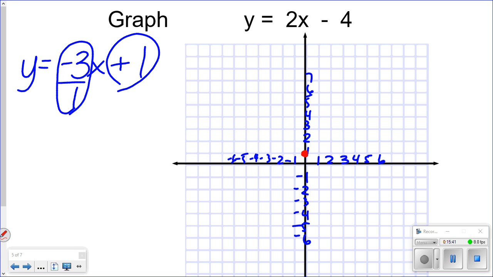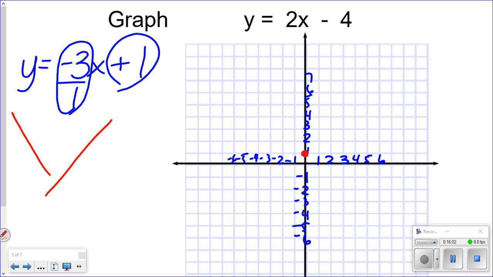Now, what do you know about a negative slope? What do you know about it? Positive slope, all the lines go like this. What do you think a negative slope is going to look like? All the lines are going to go like this. So anytime you have a negative slope, the line is going to look like this. Positive slope is always going to go up to the right. Okay? So our line is going to go like this.